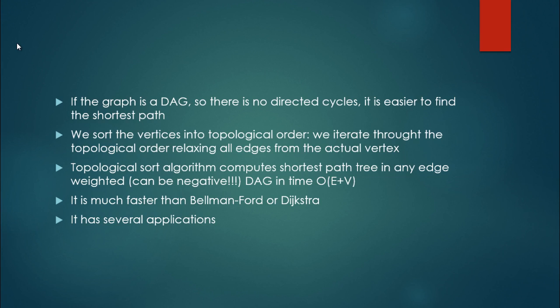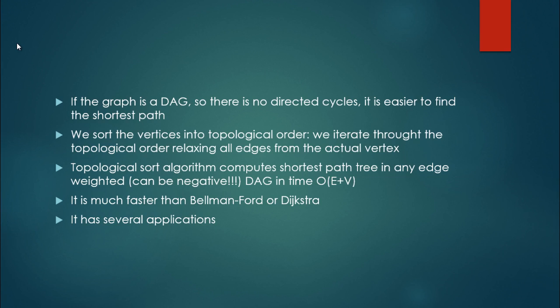If the graph is a DAG, a directed acyclic graph, so there are no directed cycles in it, it is easier to find the shortest path. That's what's called the topological shortest path. We sort the vertices into topological order. We iterate through the topological order, relaxing all edges from the actual vertex. This algorithm is used, for example, for the knapsack problem. We can reduce the knapsack problem to a directed acyclic graph, and after constructing that graph, we just have to run this algorithm.